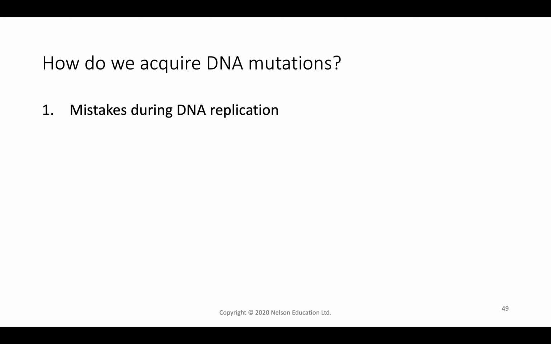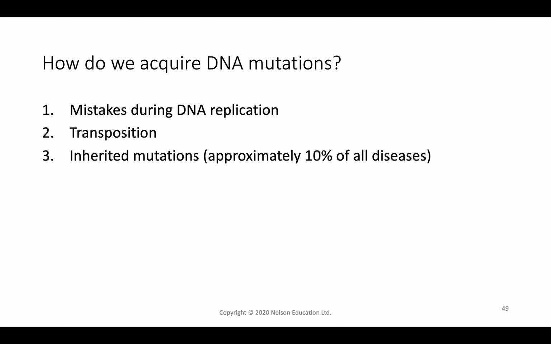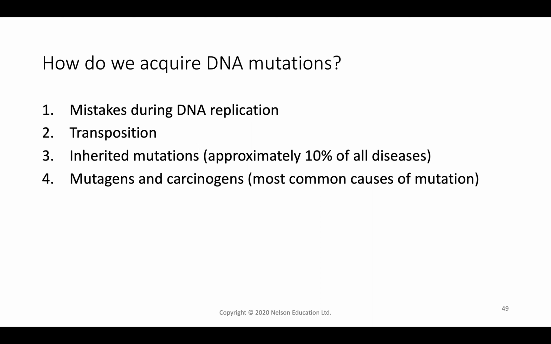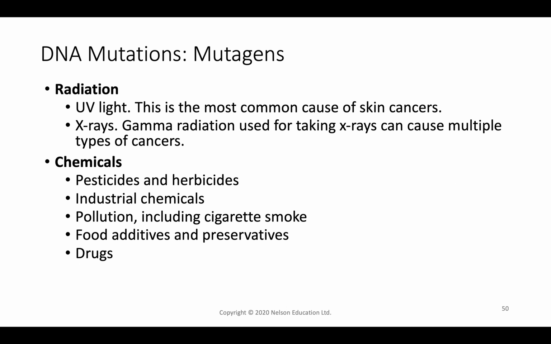They can be acquired during DNA replication, during transposition, like we talked about with the jumping genes. They can be inherited from one of your parents. Approximately 10% of diseases are this way. They can arise from mutagens and carcinogens, things like lung cancer, etc., usually come from external environmental causes. Or we can acquire DNA mutations from viruses like human papillomavirus and its connection to cervical cancer, for example.